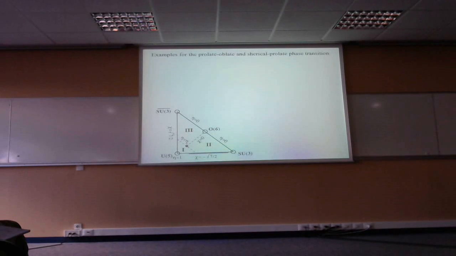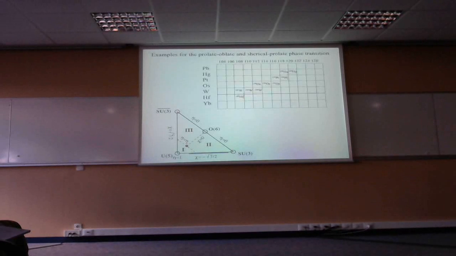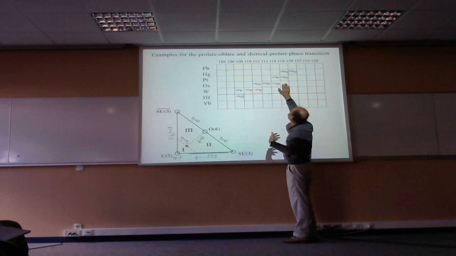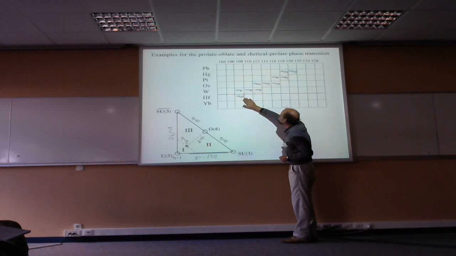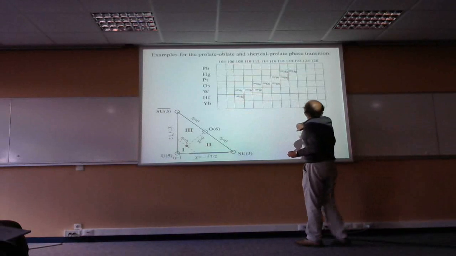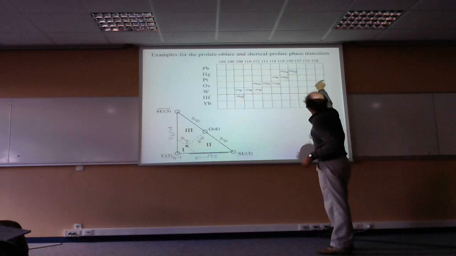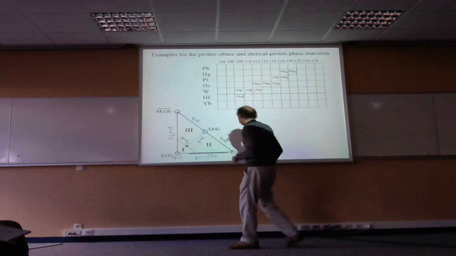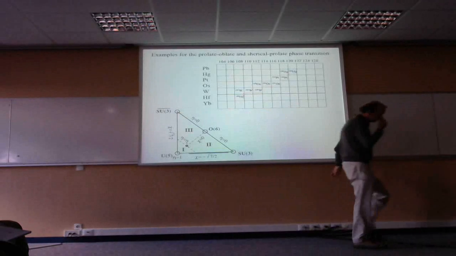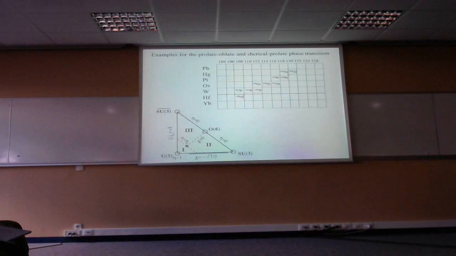Now, as examples for the prolate-oblate and spherical-prolate phase transition, we first consider nuclei around platinum-196. Remember, platinum-196 was this example of the O6, which is in between prolate and oblate. Here we have well-defined prolate rotors in hafnium, tungsten, osmium, and so on. And then we continue to the oblate side in the mercury. So if we plot this on the triangle, in fact it's the extended Casten triangle.